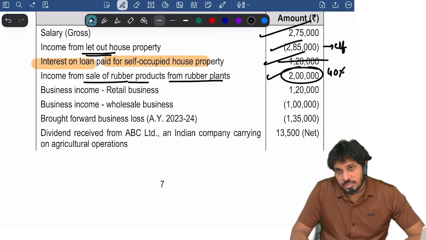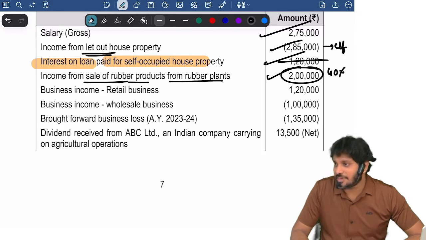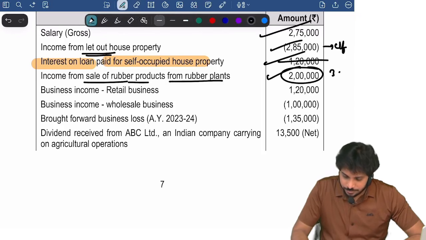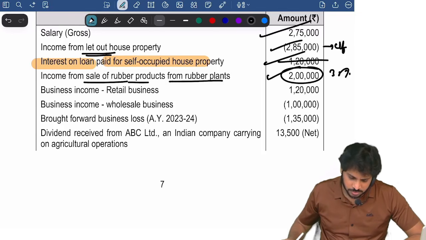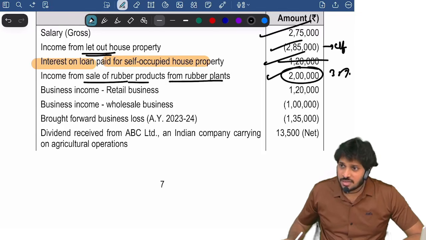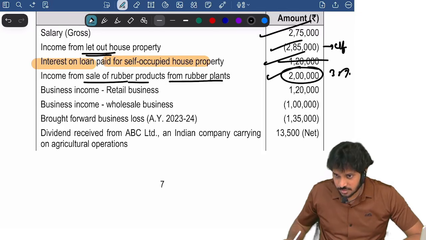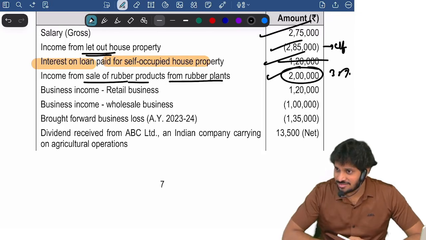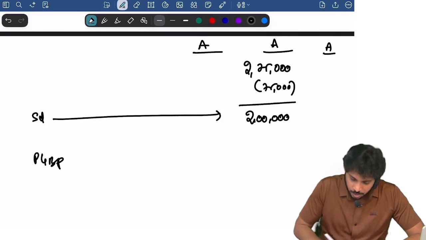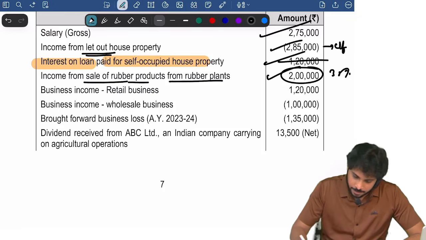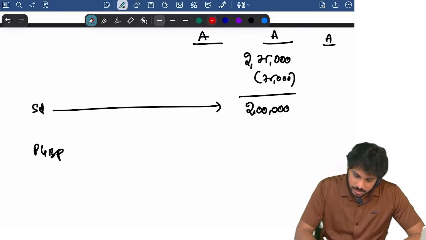Rubber: 60-40 or 70-30 or 65-35? For rubber it is how much? 35%. 2 lakh into 35%. Rubber, how much? Rule number 8. 65-35. 35%. How much? 70,000 is the PGBP income. Yes or no?